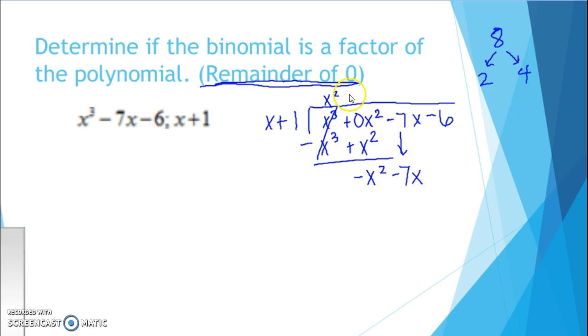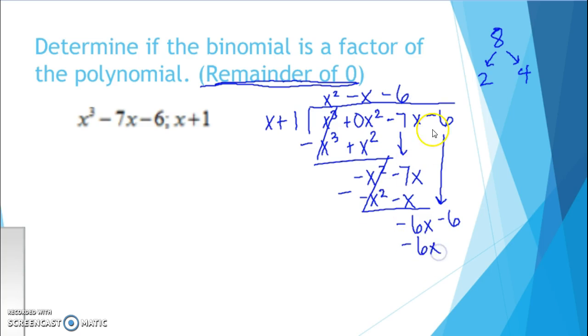x to negative x squared, got to multiply by negative x. So that's going to give me negative x squared. 1 times negative x is negative 1x. My x squareds cancel. Negative 7 minus negative 1 is negative 7 plus 1. So we get negative 6x. Bring down the negative 6. And then x to negative 6x multiplies by negative 6. So I get negative 6x. 1 times negative 6 is negative 6. Subtract. The x's cancel, and negative 6 minus negative 6 is negative 6 plus 6, which is 0.